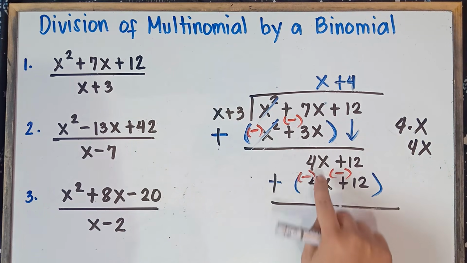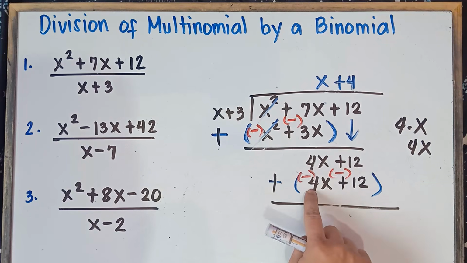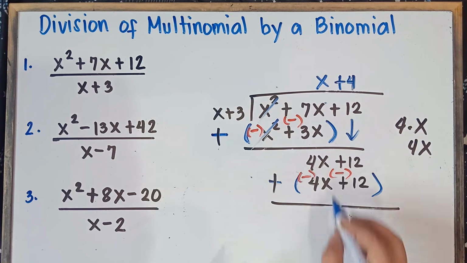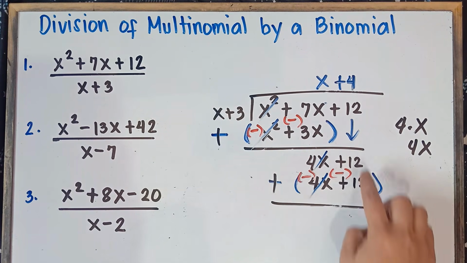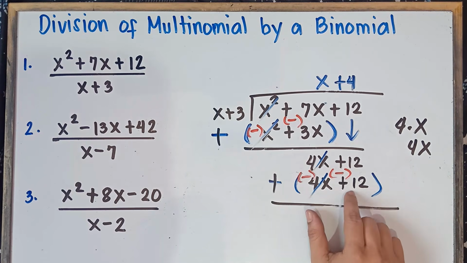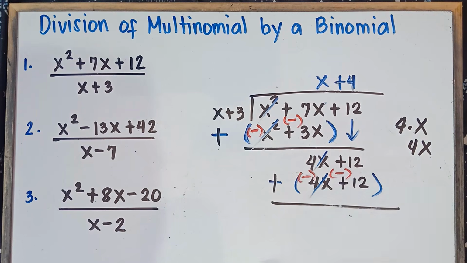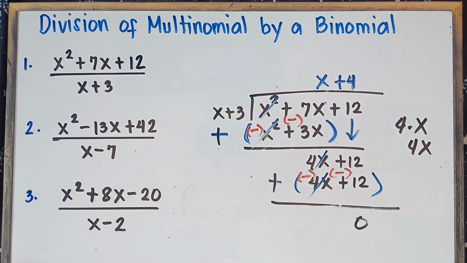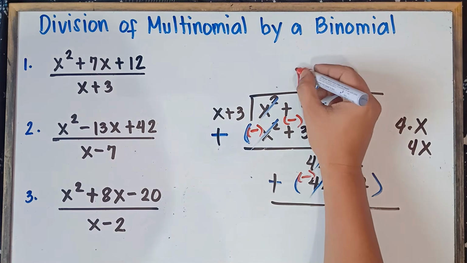So therefore, 4x plus negative 4x, this will be 0, right? 4x minus 4x, this will be 0. So simply cancel this out. And then 12 minus 12. This is positive 12 a while ago, it becomes negative 12. So positive 12 and then negative 12, of course, that would be 0. That's it, class. Therefore, our answer would be x plus 4.